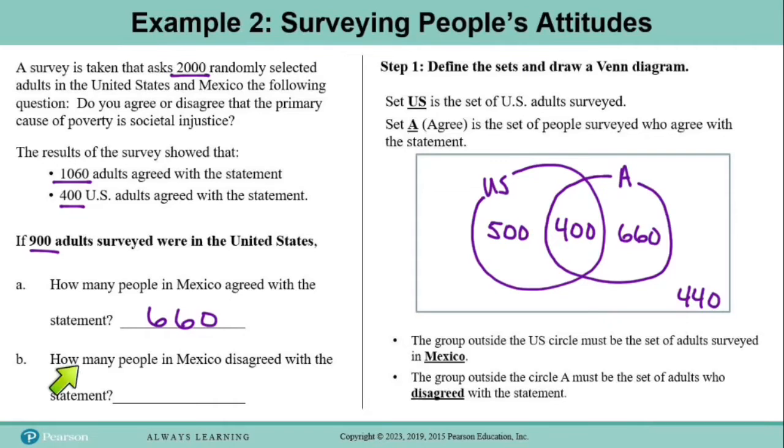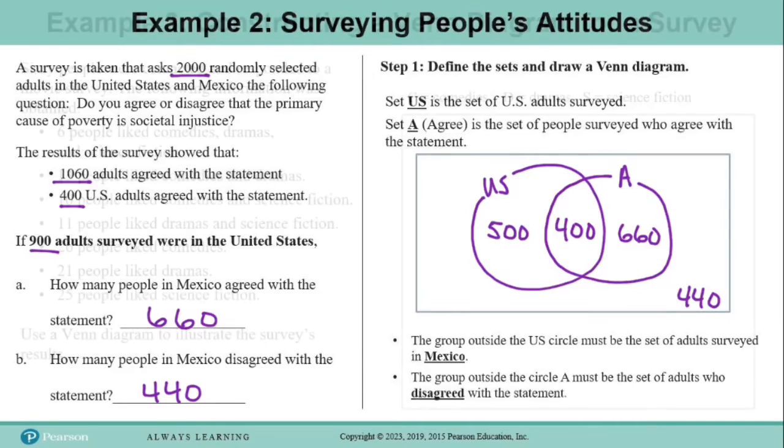And then for part B, how many people in Mexico disagreed with the statement? So the people in Mexico are going to be the ones outside of the U.S. circle, and the people who disagreed with the statement are going to be the ones outside of the A circle. So the only number that is both outside the U.S. circle and outside of the A circle is the 440 here. So how many people in Mexico disagreed with the statement? And that would be the 440.